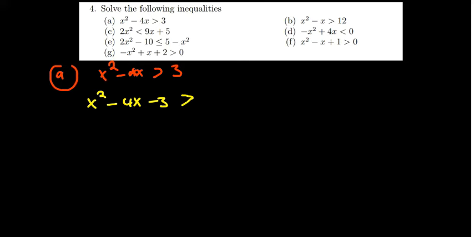So if I look at A, for my A, I have x squared minus 4x, and that is greater than 3. So I can take them to one side first of all, so that we come up with an equation. x squared minus 4x minus 3 is greater than 0. So we can ignore the fact that this is an inequality, and we try to answer it as an equation. We find the zeros of that equation.